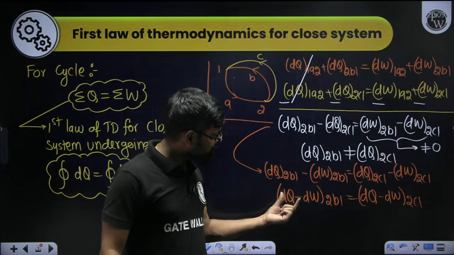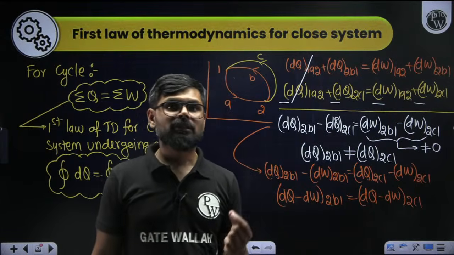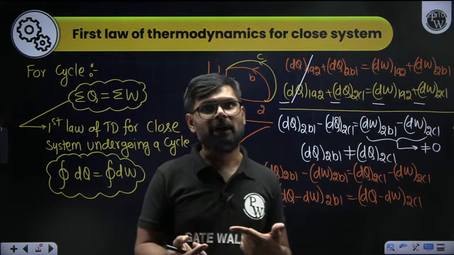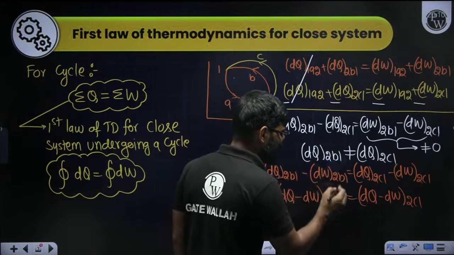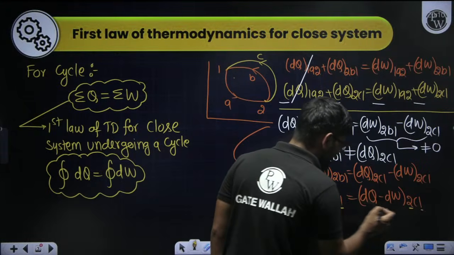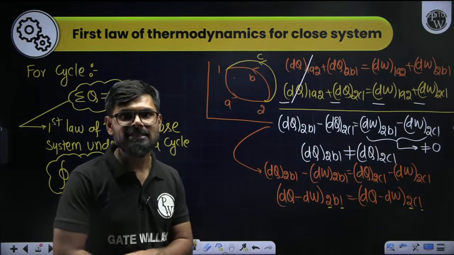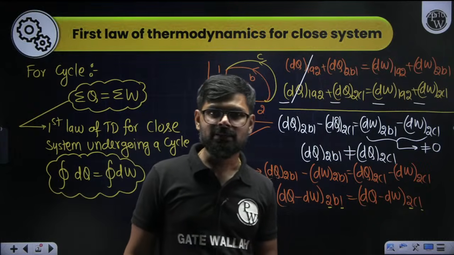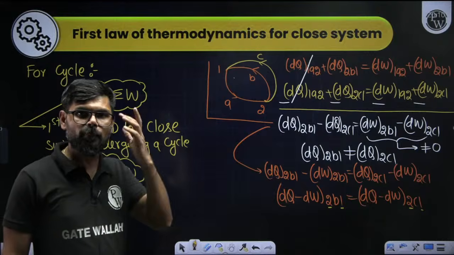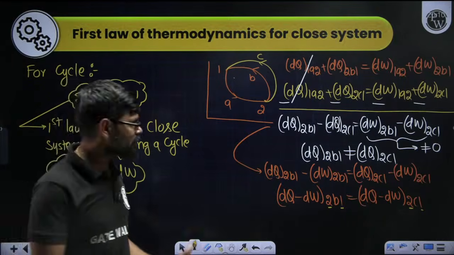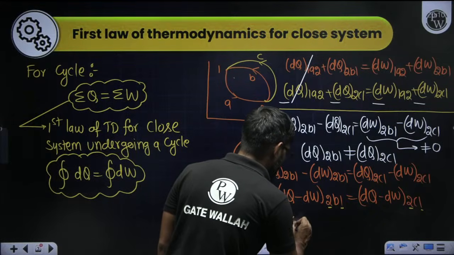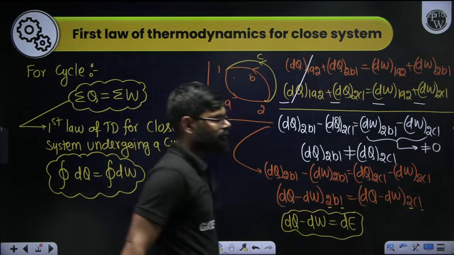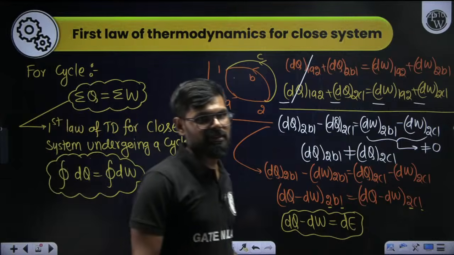If you look at this particular expression, dQ is a path function, dW is also a path function, but the end points are the same, my dear. Here 2, here also 2, here 1, here also 1. And if the process is changed from B to C, but the quantity dQ minus dW is not changing, then this quantity dQ minus dW is known as a property, and that is called the energy of the system. Correct? So now I can write dQ minus dW is basically dE, the energy of the system.